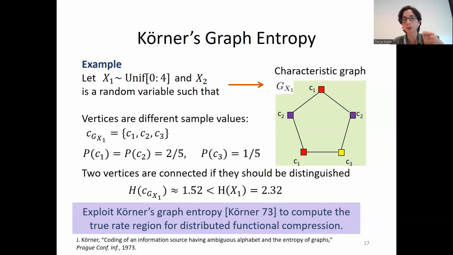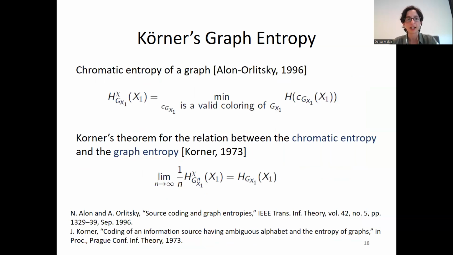So this gives us the true rate region. This helps us give the true rate region for functional compression at a very high level. More formally, we can determine the chromatic entropy of a graph. Let's say for the previous example, we found a coloring for the characteristic graph G of X1. Let's denote that valid coloring by c of that graph. The entropy of this coloring for the minimum entropy coloring gives the chromatic entropy of this graph, which is denoted by this expression on the left-hand side.